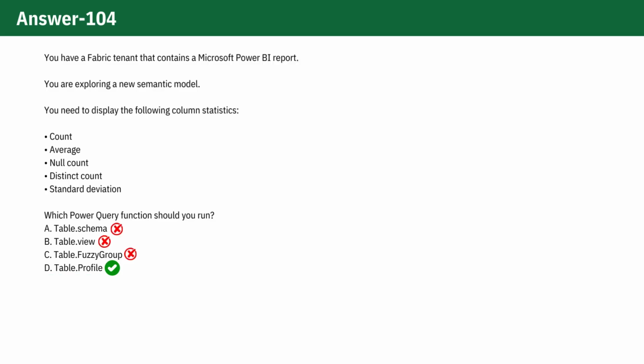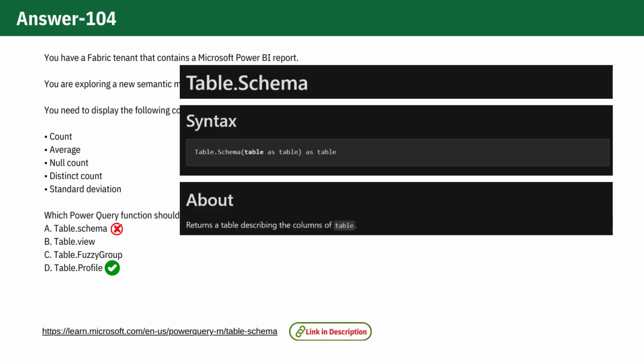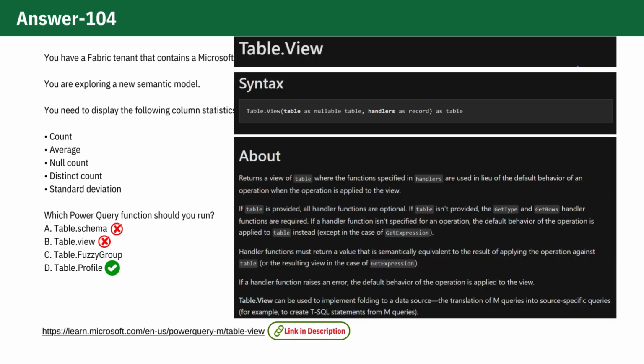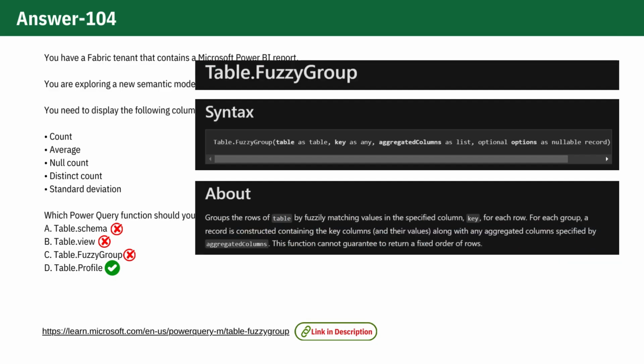Why are the other options incorrect? Table.Schema. This function returns the schema information of a table, such as column names and data types, but it does not provide statistical information like counts or averages. Table.View. This function is used to create a virtual table or view of data, which can be used to control how data is accessed, but it does not generate column statistics. Table.FuzzyGroup. This function is used for grouping data based on fuzzy matching criteria, useful for handling data with slight variations or misspellings, but it does not provide statistical summaries.